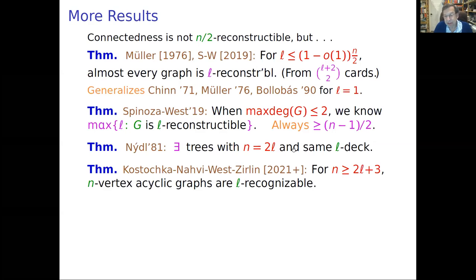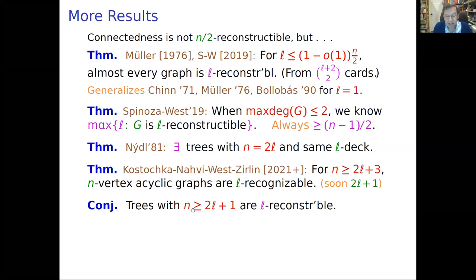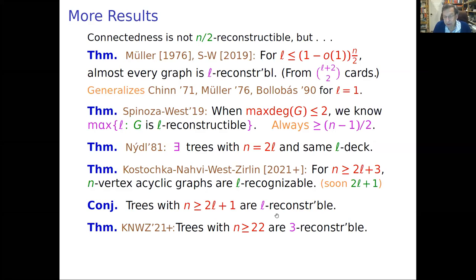Okay, but now when we're thinking about trees and trying to say, is this sharp? We want to be able to tell whether or not the graph is acyclic. And in fact, about a week ago, we proved that if n is at least 2L plus 3, then we'll be able to recognize from the (n minus L)-deck whether the graph contains a cycle or not. And we expect that soon we'll be able to push this down to n being at least 2L plus 1, which by the other example would be sharp. So the natural conjecture then is that trees with at least 2L plus 1 vertices are L-reconstructible, which would be sharp.